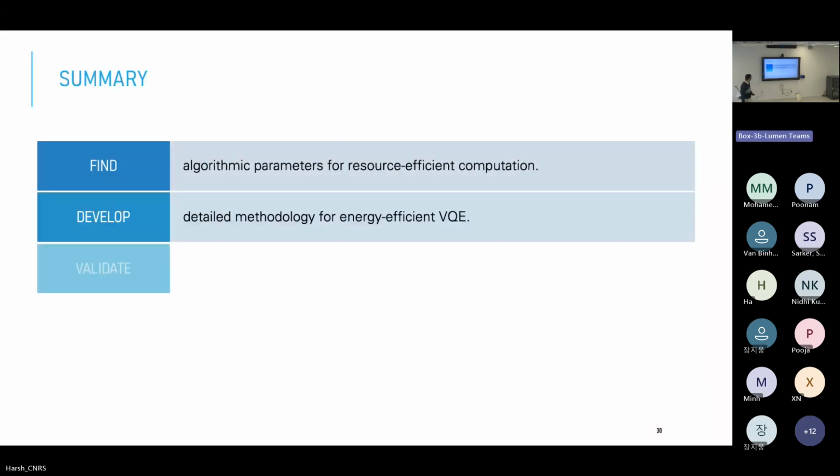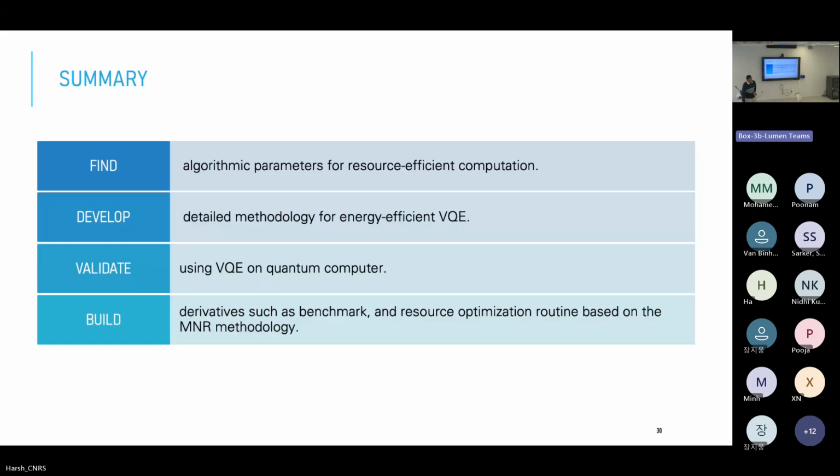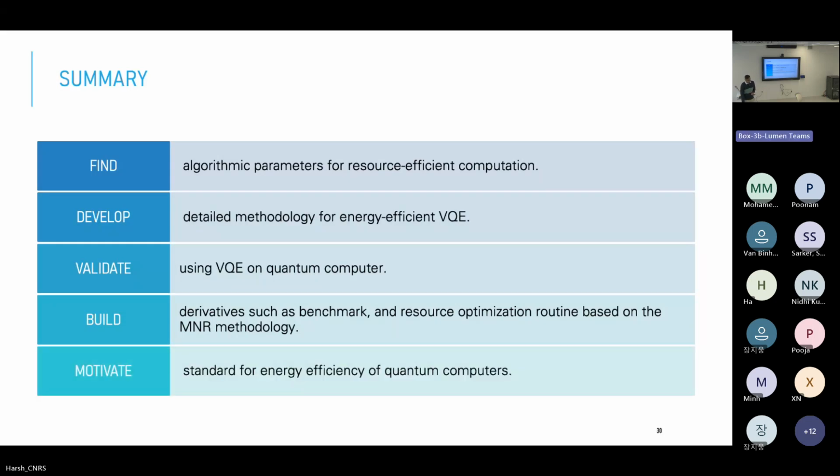Here is a summary of what I've discussed till now. The question here was to find algorithmic parameters for resource efficient computation. In order to answer that question, we developed a detailed methodology for energy efficient VQE. And we are in the process of validating our scaling laws or our understanding based on a real quantum device. Now we can use these tools that we built for the energetic pipeline to make other derivatives such as benchmarks based on energy consumption and resource optimization routines. This also motivates the standard for energy efficiency of quantum computers.